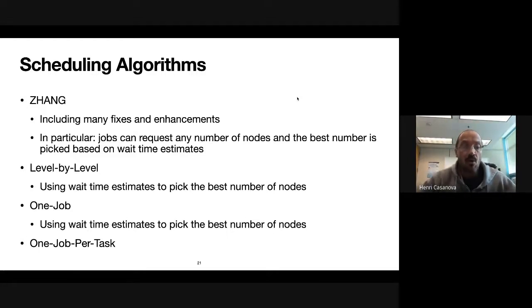One job, where we also pick the wait time estimates. We use the wait time estimates to pick the best number of jobs, and 1 job per task. In the original Zhang article, they compared the algorithm to 1 job and 1 job per task, but their 1 job was very naive. It always asked for the maximum number of nodes, almost guaranteeing an outrageous wait time every time. So instead here, we allow 1 job to use fewer nodes if it thinks the makespan is going to be improved.